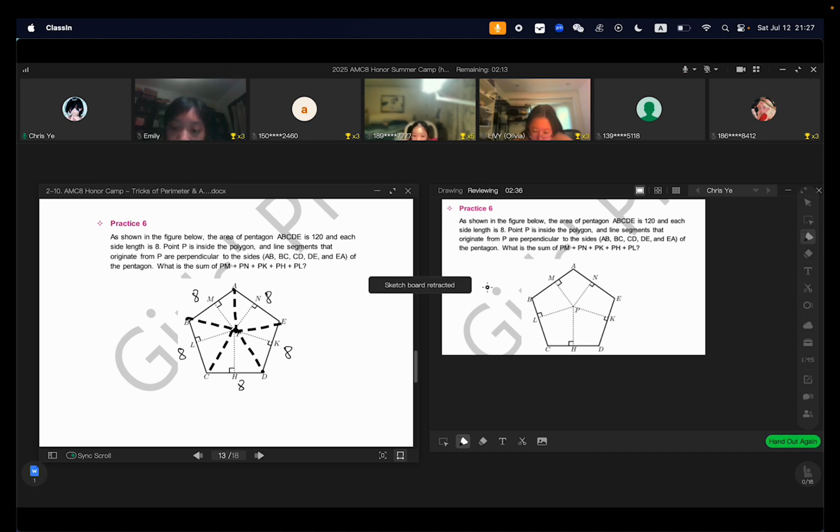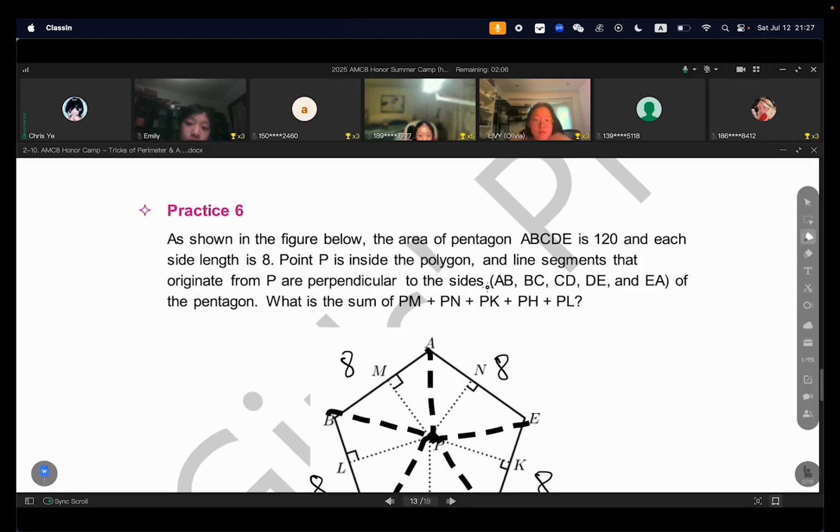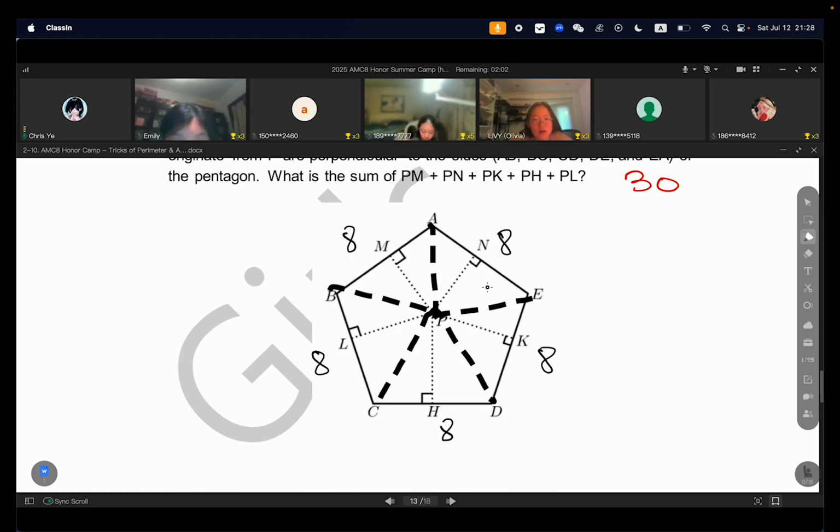So, surprisingly, a lot of you guys are able to get it correct as well. And the answer is going to be 30. As you can see, I made some lines here. The area of the entire pentagon is just going to be all of these triangles added up together. It says that the total area is 120. So we can just say each of the triangles is 120 divided by 5 equals 24, because they all have the same side length anyway.